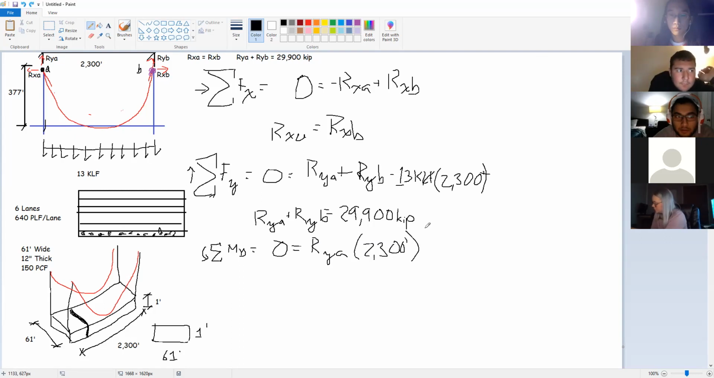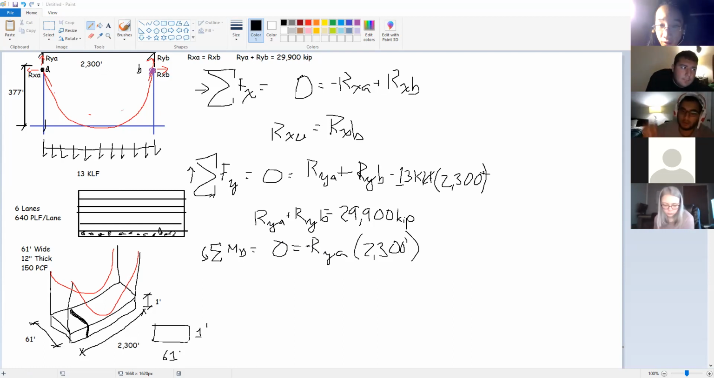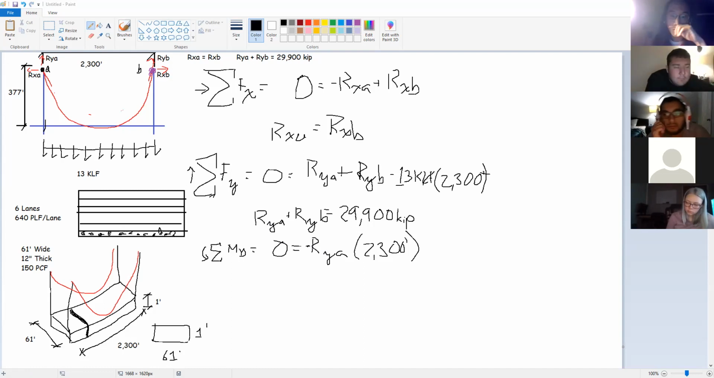Wait, so it's positive because it's going counterclockwise. Okay, it's negative, isn't it? Because it's going clockwise. Yeah, I forgot about that. Clockwise is negative. Let me just double check this real quick with the notes I took. All right, cool. This is going to work.